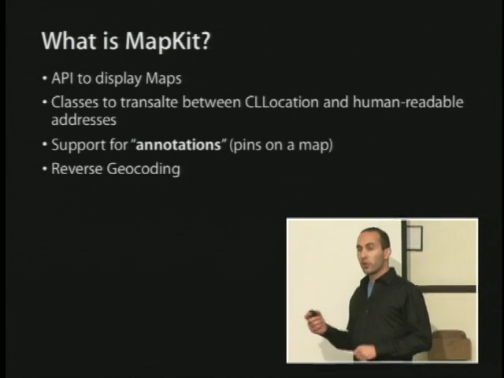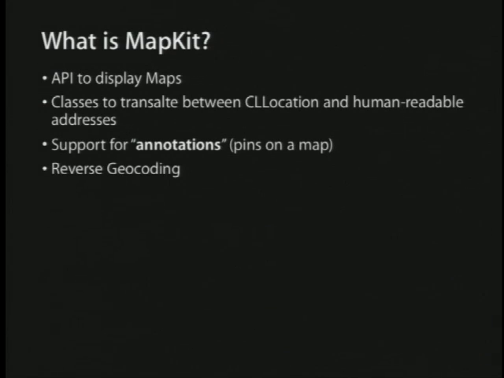And reverse geocoding. Excuse me. So reverse geocoding is, I think, pretty cool. It basically allows you to start with a location and turn that into an address or a country or a region. And that does it through some web services, which are all abstracted from you, so you don't have to worry about it.